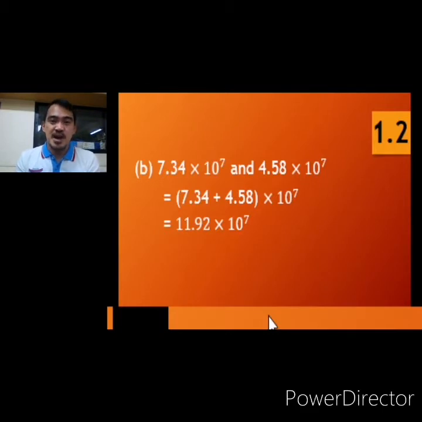Do you remember last time in understanding the exponential notation? It says there that exponential notation uses the general form of a times 10 raised to the power of n, where a is a number that is greater than or equal to 1 and less than 10. 11.92 is greater than 10. So therefore, this is not the general form. Your a must be a number greater than or equal to 1 and less than 10.